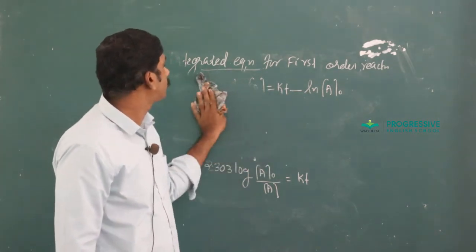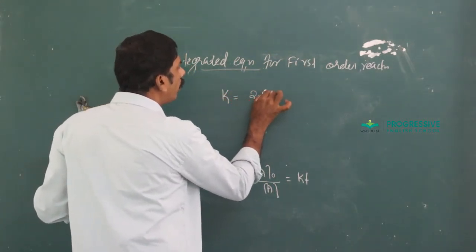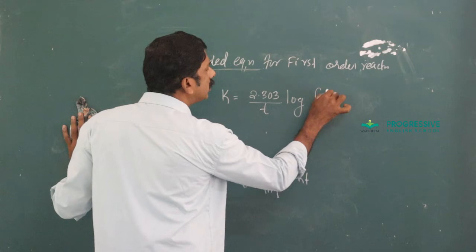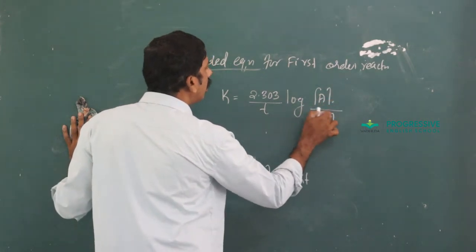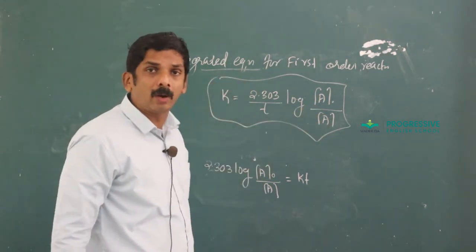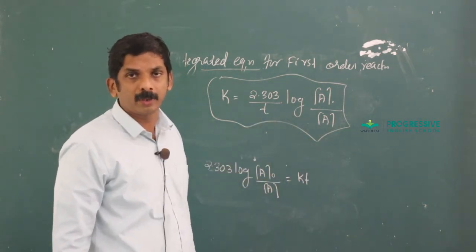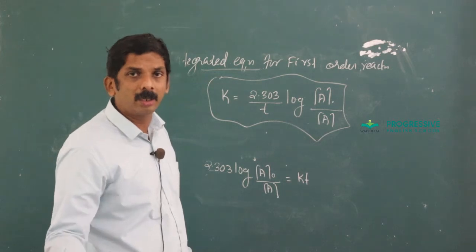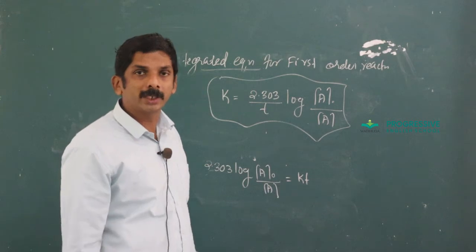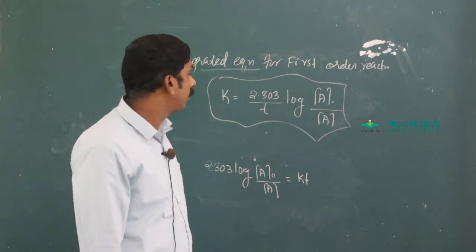And from this, what is the expression for the rate constant? K equal to 2.303 by T log A0 by A, where A0 is the initial concentration and A is the concentration after a time T. The time is either minute, hour, year, anything. Depending upon the data given in the question, the time is expressed in second, minute, hour, year, etc.